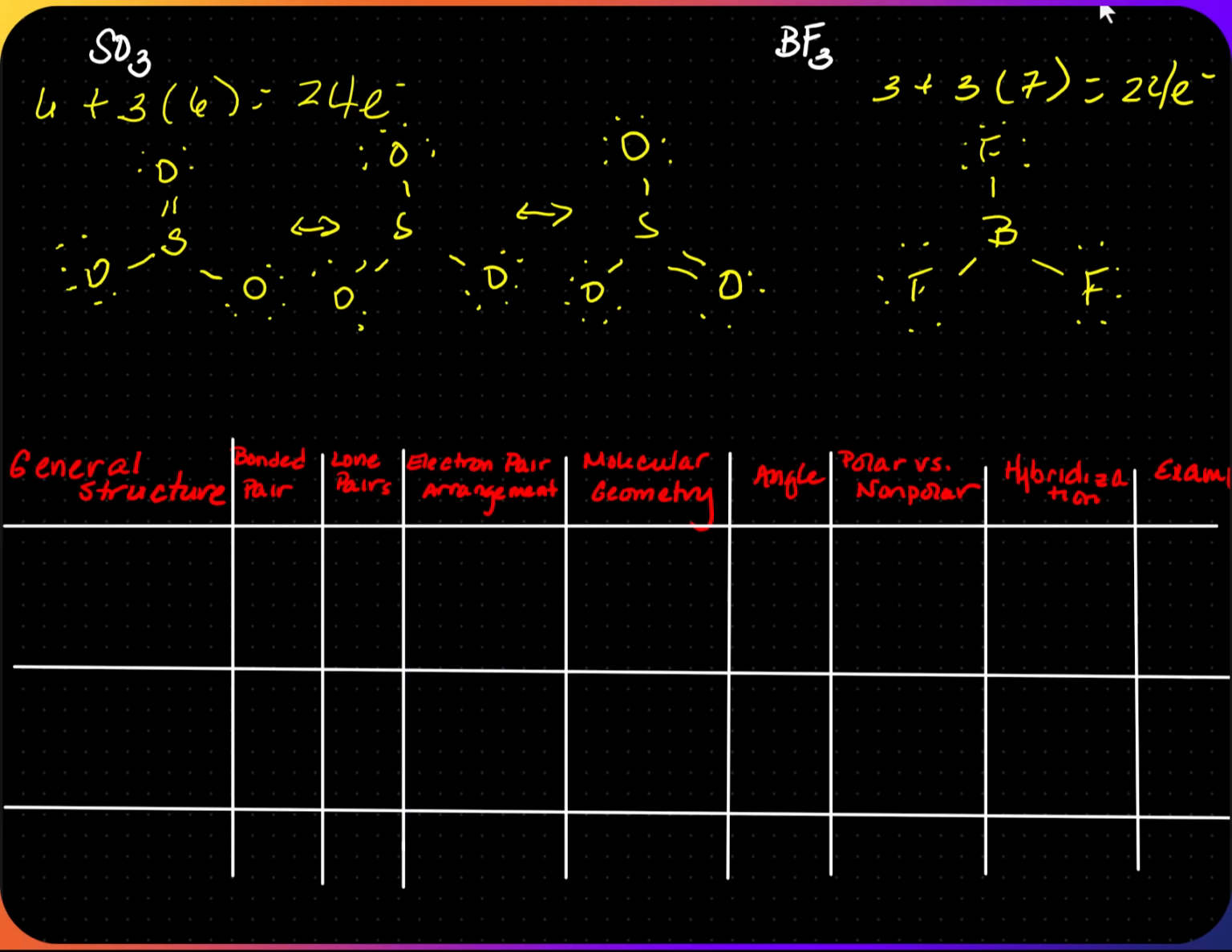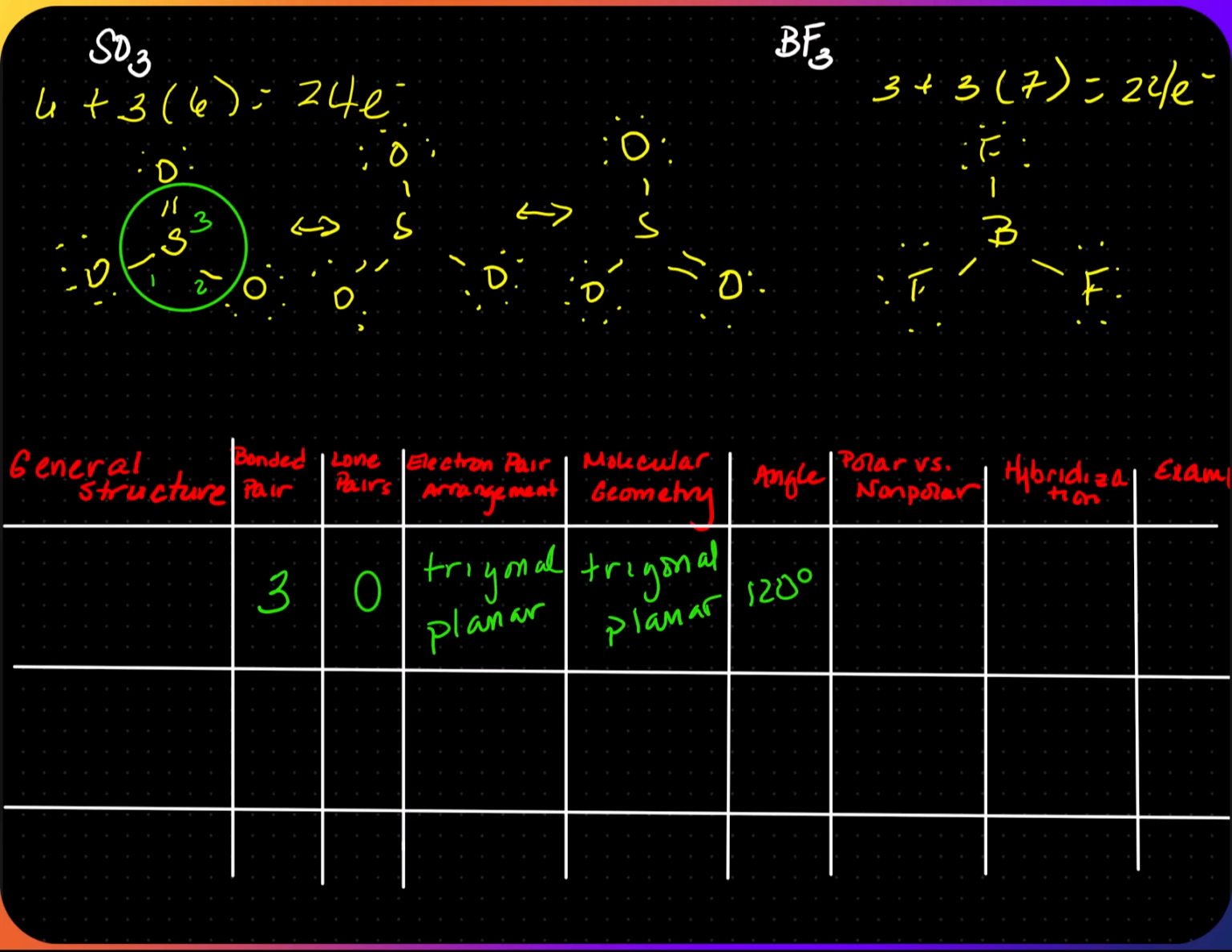So I'm going to look at my central atom. For SO3, I have 3 bonds. A single, double, triple all count as 1. So we have 1, 2, 3 bonds. There's going to be 3 bonded pairs. If I look around sulfur, there are no lone pairs, so that's 0. 3 bonded pairs and 0 lone pairs have an electron pair arrangement called trigonal planar. Since there are no lone pairs, the molecular geometry is also trigonal planar, and the angle between the bonded oxygens is 120 degrees. Here, oxygen to oxygen is 120 degrees, and here too.